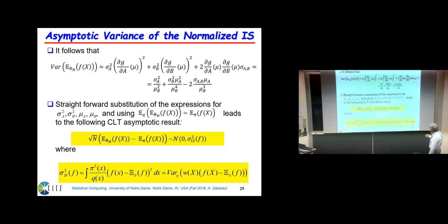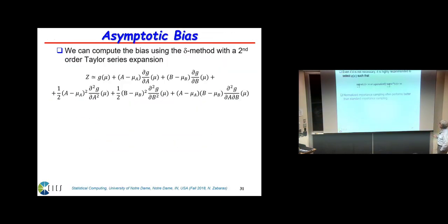But in this calculation you notice there is a variance term that comes in, which is the variance with respect to Q of W times f minus the true expectation of f. So asymptotically, the estimator is unbiased, but only asymptotically. You can see here that the bias squared is 1 over n times the variance.